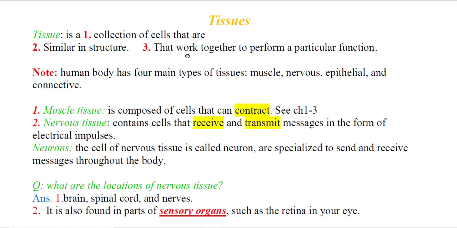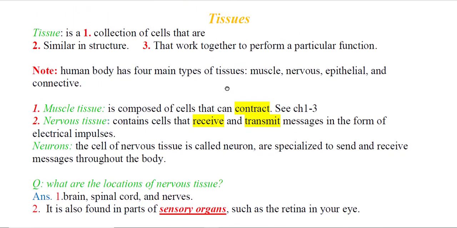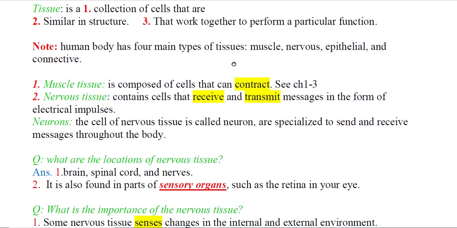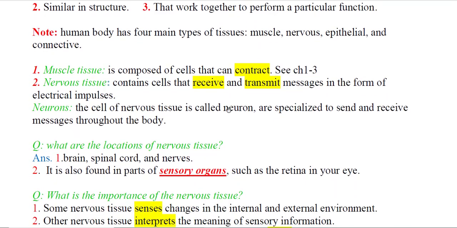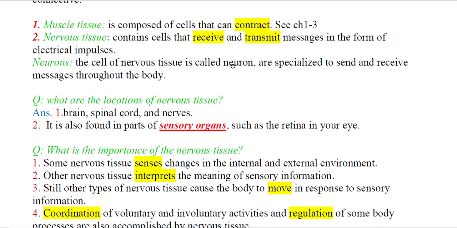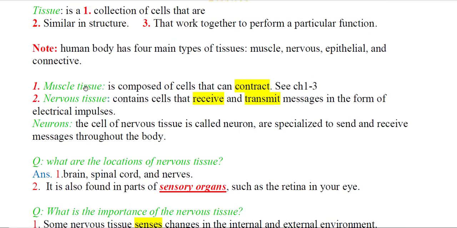The human body contains four types of tissue: muscular tissue, nervous tissue, epithelial tissue, and connective tissue. These four types exist in humans and other animals. The first one is muscular tissue. What is the meaning of muscular tissue? Muscular tissue is composed of cells. So the first condition exists in muscular tissue, because the first condition is a collection of cells.